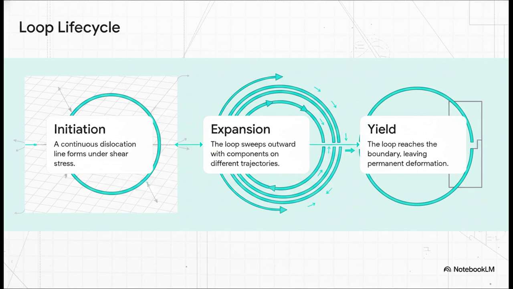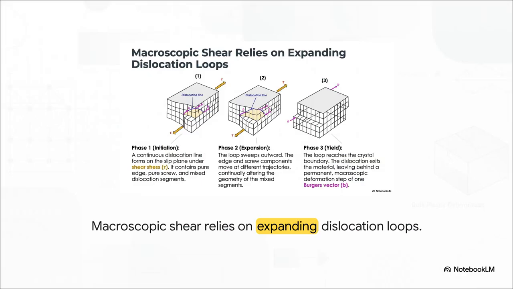Phase 1 is the initial formation of a continuous line under shear stress. Phase 2 is the expansion of that loop, with the edge and screw components moving on their different trajectories. And finally, Phase 3 is yield, which happens as the loop actually reaches the crystal boundary. This expanding loop concept brilliantly illustrates that exact 3-step life cycle in action.